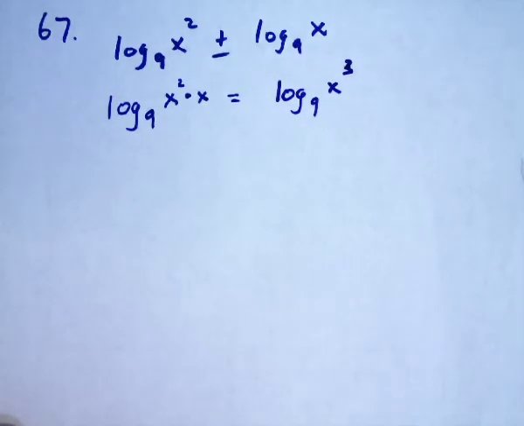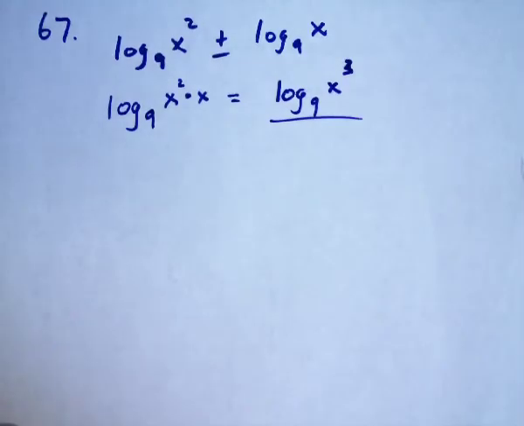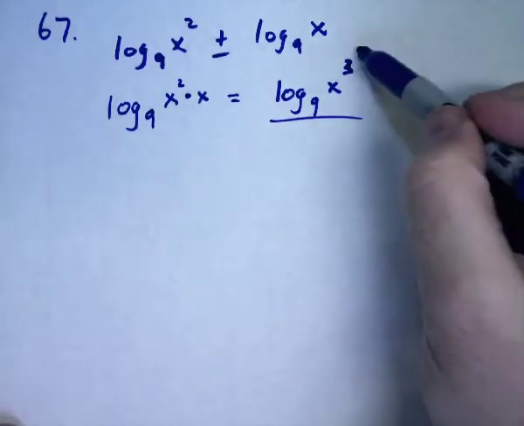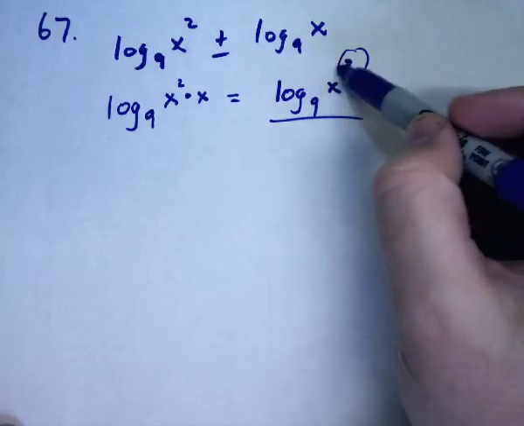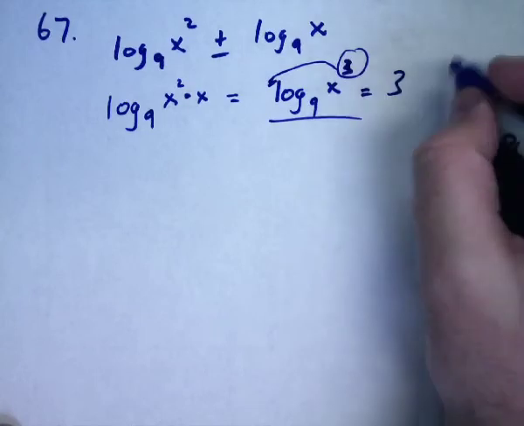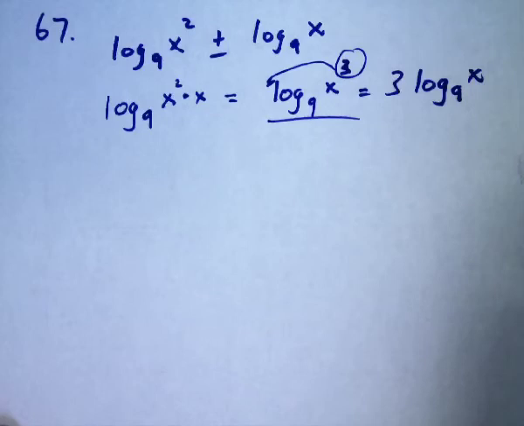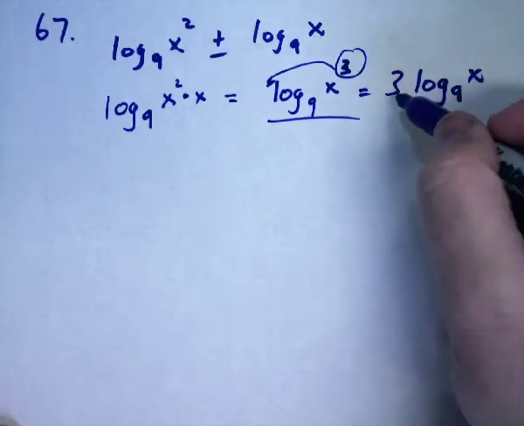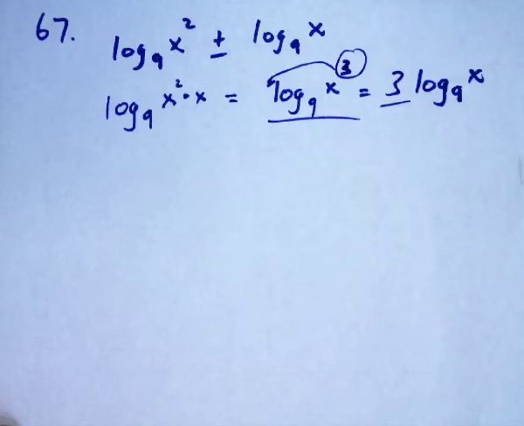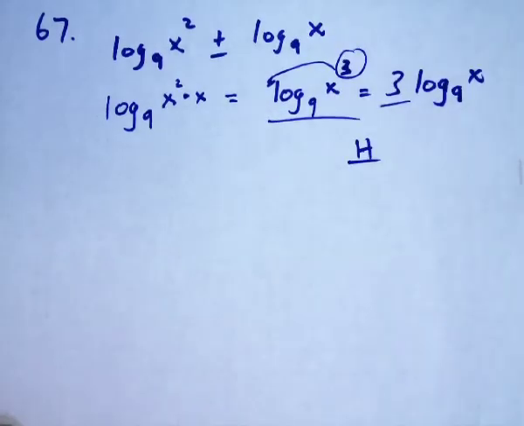Okay, after doing that, I look at my answers, and F, G, H, and J, all of which do not have this as an answer. So I know that I need to keep going. So now I need to use the power rule. So we have this power. We can take it out and stick it in front. So this is going to equal 3 log 9x. So the power is gone. It's now in front right here. And that would be H. So now we have a match.